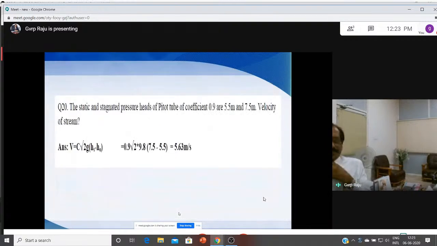So the static and stagnation pressure of a Pitot tube with a coefficient of 0.9 are 5.5 meters and 7.5 meters. Find the velocity of the stream. So which is equal to V, but actually we require a dynamic head. Dynamic head is the difference between the total, that is stagnation, and static pressure. Static is given as 5.5 and stagnation is total. So 7.5 minus 5.5, square root of 2gh, and this is 5.63 meters per second.